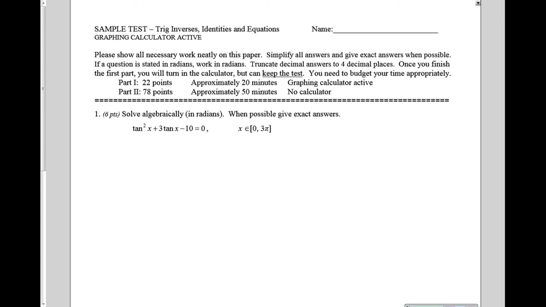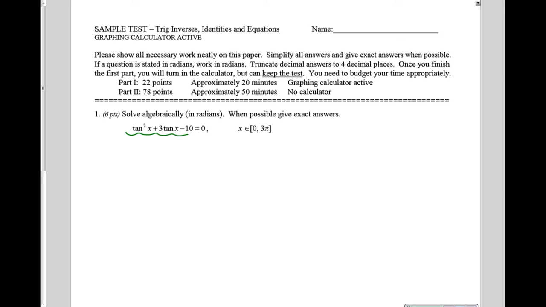All right, this video is the sample test for functions: trig inverses, identities, and equations. The inverses portion is actually on a different video, so we're just going to do the equations and the identities. All right, let's start out here on the calculator part with solving algebraically in radians. It says, when possible, give exact answers.